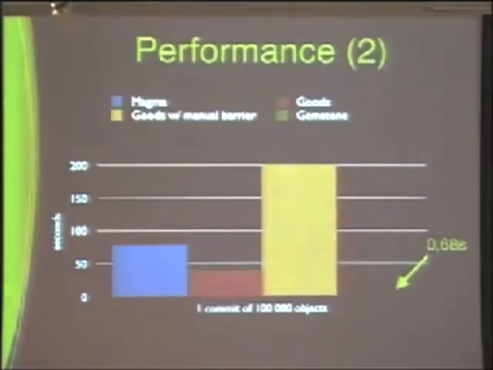Then, something which sometimes happens: you do a commit of a large set of objects. We just loaded 100,000 objects into the system, and we launched one commit. Magma, more or less the same performance. Goods, well, these are seconds, by the way, on the left-hand side. So if you do that, it really takes a long time. Goods with the manual write barrier was a lot longer, because the manual write barrier implementation takes a lot longer to execute. If you're doing 100,000 objects, it will always send this change, and voila.